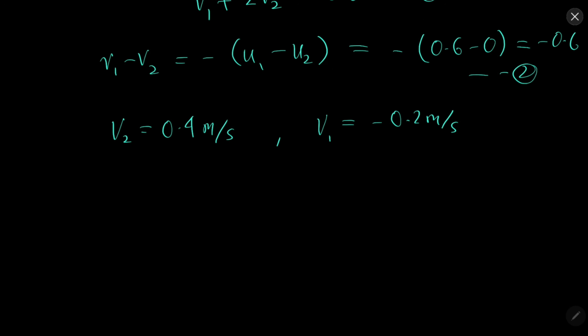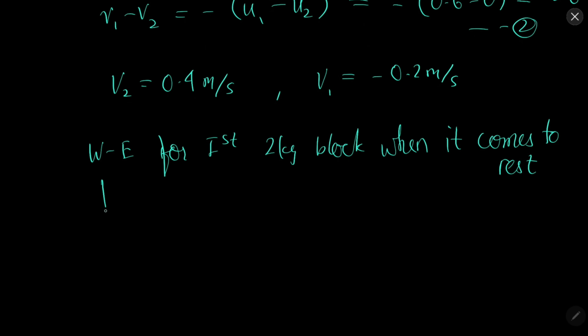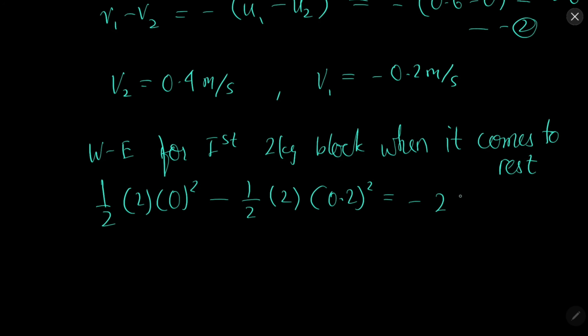And again by the work energy principle, for the first 2 kg block when it comes to rest, we will have half into 2 into 0 square minus half into 2 into 0.2 square equal to minus 0.2 into 10 into displacement. So displacement will be 1 centimeter. Let this be S1.